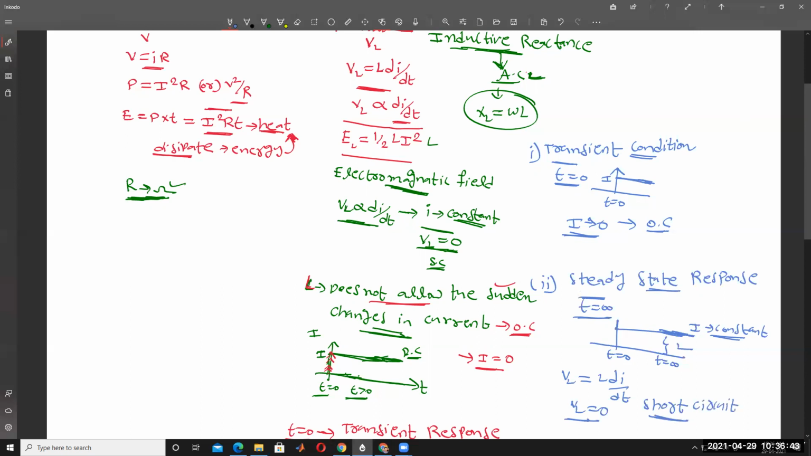So this is the condition. This is the main concept. It will be acting as an open circuit under transient condition. Under steady state condition, it will be acting as a short circuit. Understood? This is the main important concept of this inductor. Understood?